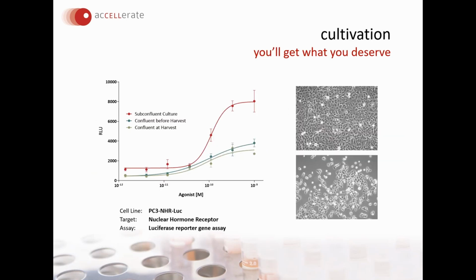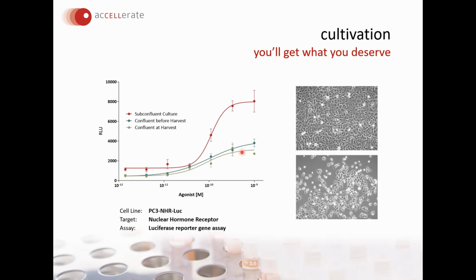This is a recombinant luciferase reporter gene cell line. And if you grow the cells in an exponential healthy way, always keeping them subconfluent, so this is the red curve here, you will get a very nice signal to noise and a very nice assay window. If this cell line is grown too confluent, the signal is lost.